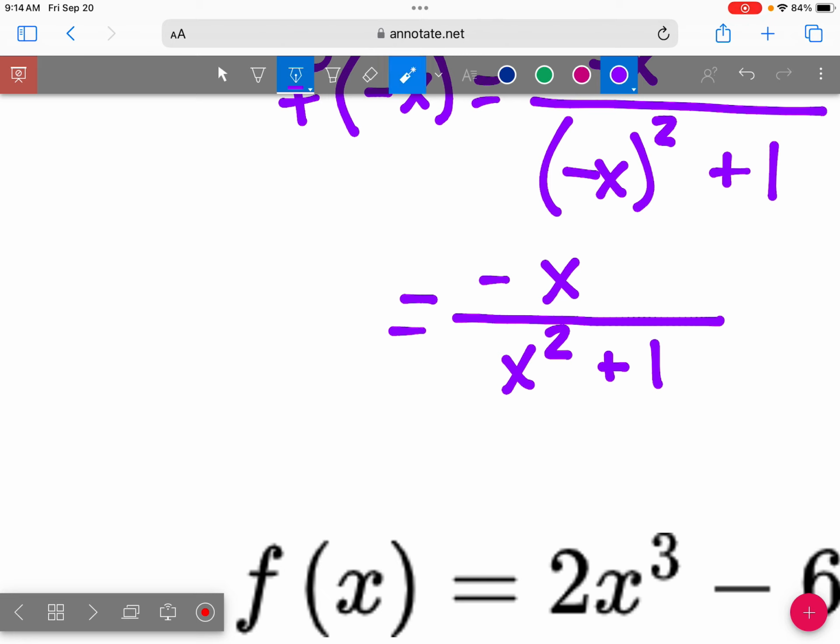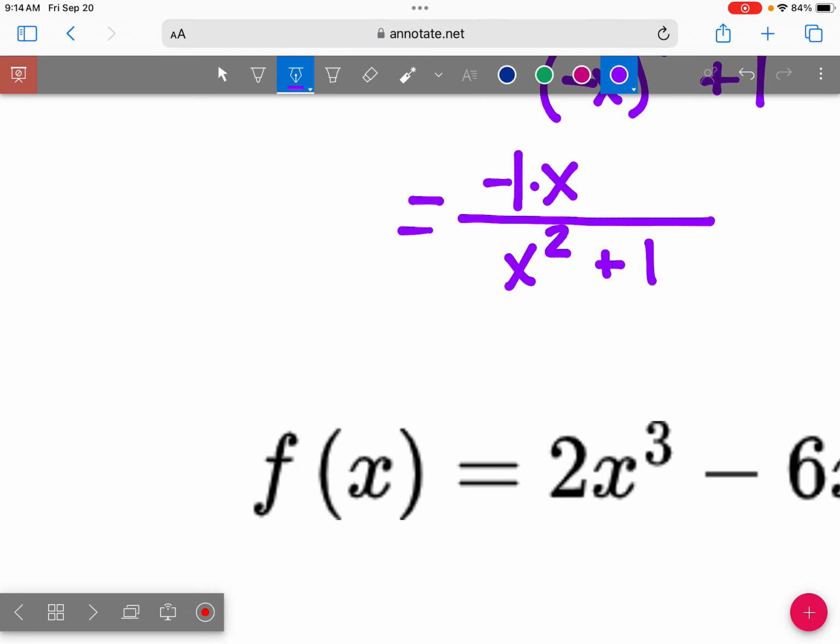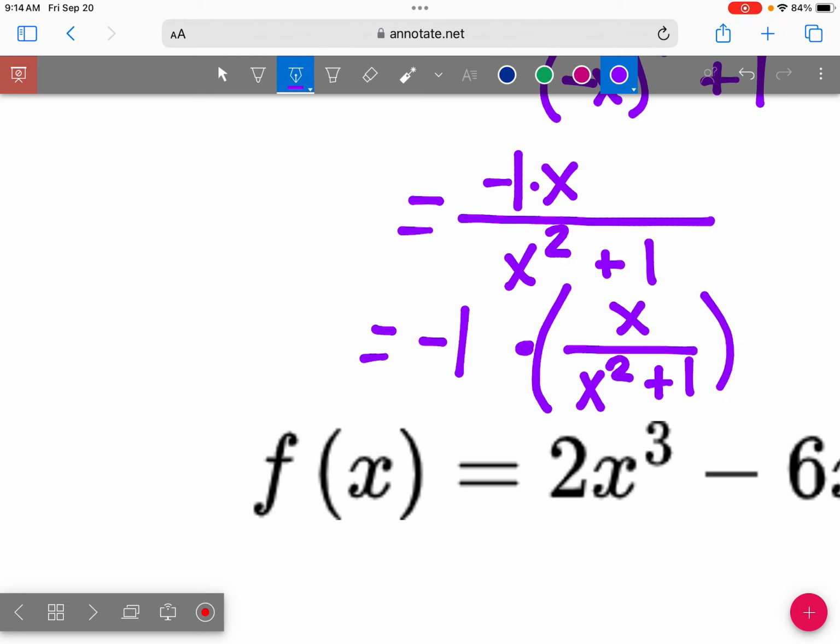So, when I have this minus sign up here, this is negative 1 times x, right? Could I factor a negative 1 out of this fraction here? If I take negative 1, wouldn't that be the same thing as negative 1 times x squared plus 1? Is that the same thing? Why?